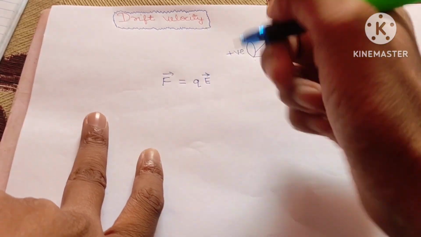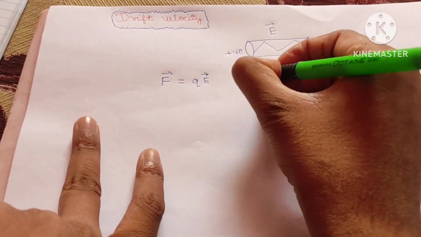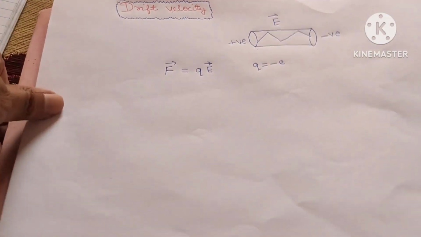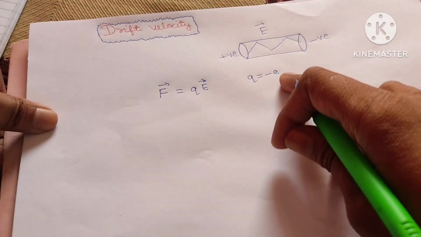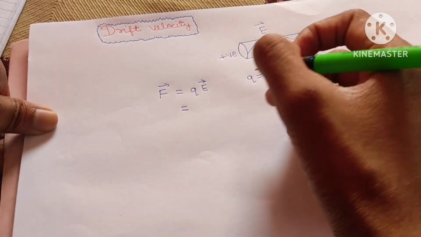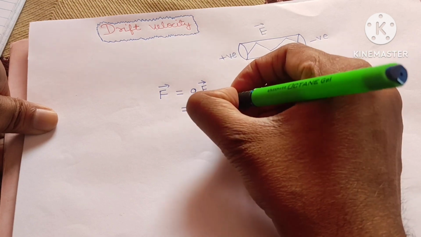But here we will be taking the Q as the minus of the electron. We're taking the charge of an electron. That's why the Q will become minus E.